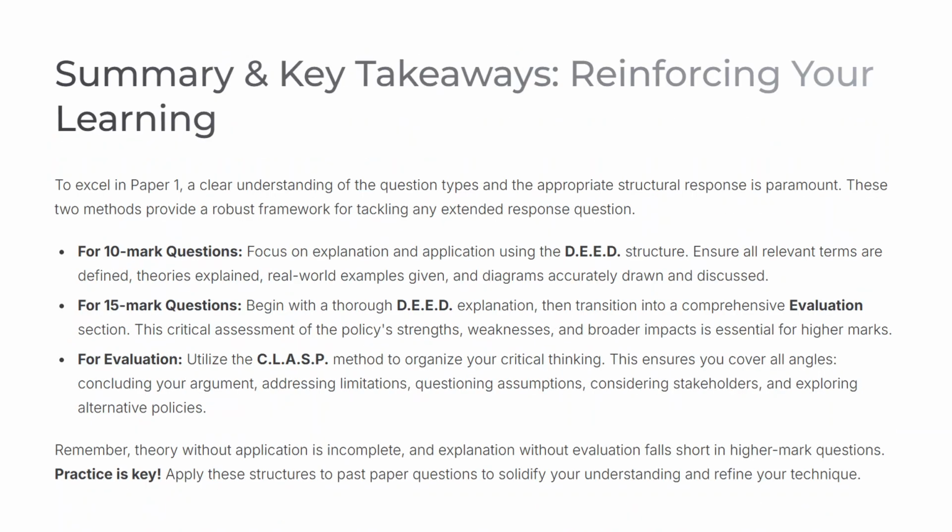Let's summarize the key to a great paper 1 answer. For any question, use the DED structure: definitions, explanation, examples, diagram. For a 15-mark question, add the final evaluation section. For your evaluation, use the CLASP method to consider different viewpoints: conclusions, limitations, assumptions, stakeholders, and priorities. By practicing with this structure, you will be able to write clear, logical, and high-scoring answers every time.